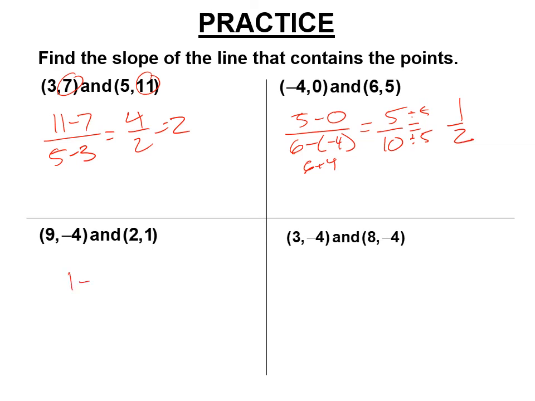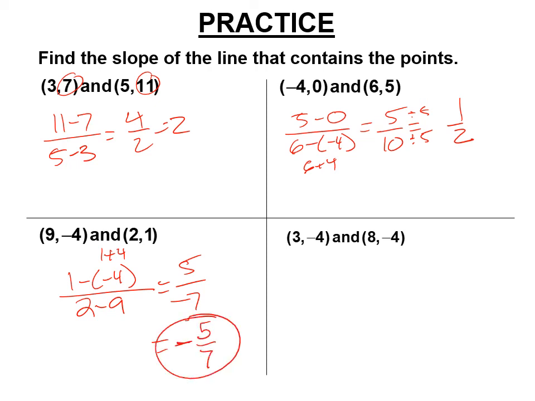Here, I'm going to do 1 minus -4. Then I'm going to do 2 minus 9. 1 minus -4, same as 1 plus 4, 5. 2 minus 9, -7. That is -5/7. Please take the time to move that to the top or in the middle.